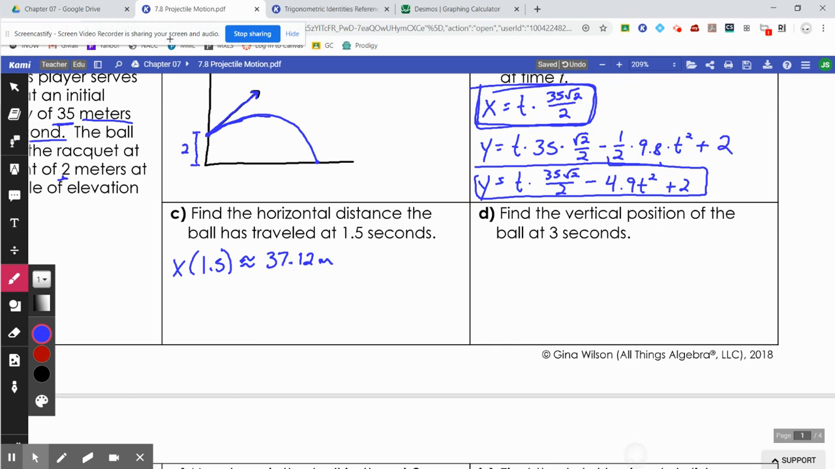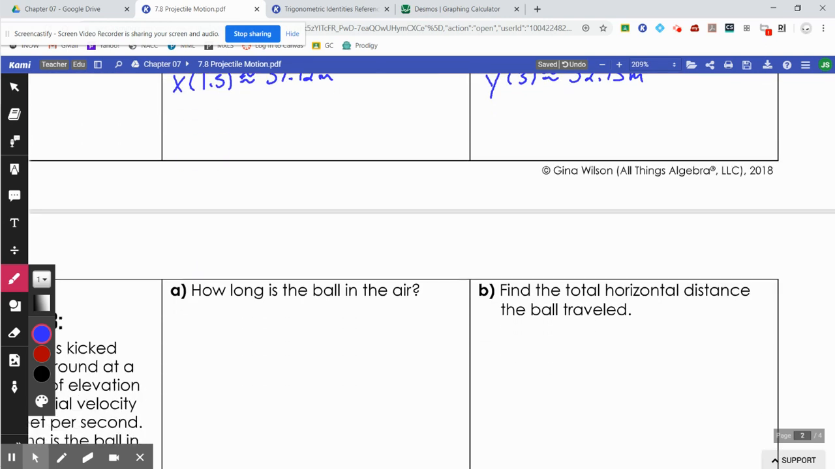Find the vertical position. Now, this is after 3 seconds, so we're finding y of 3. So let's take our y equation right here and simply plug in 3 for this t and plug in 3 for this t. Again, all calculator work. Type it in, and you get 32.15 meters. And that's it.